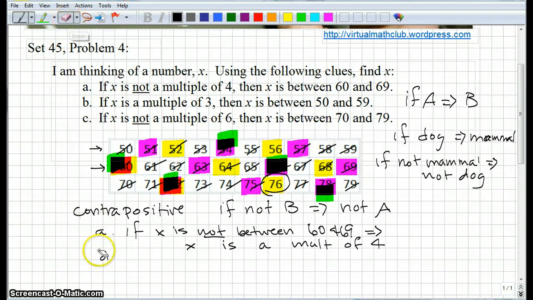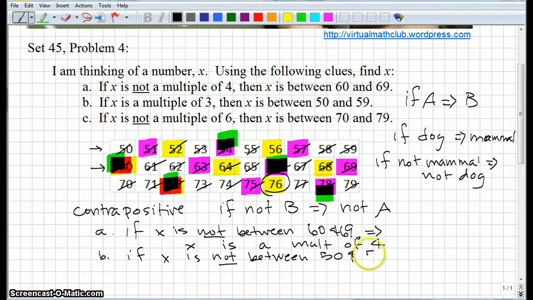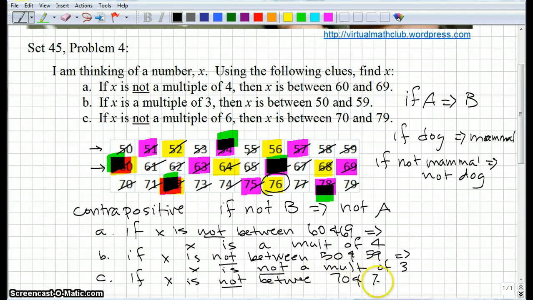Oops, I wanted to write B, not D. All right, B, if x is not between 50 and 59, then x is not a multiple of 3. Okay, I'm just negating this, not this, not this, all right? And a not of a not, they kind of cancel each other out. So the contrapositive of this one is if x is not between 70 and 79, then x is a multiple of 6.